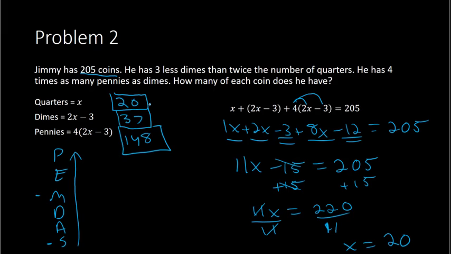So I have 20 quarters, 37 dimes, and then 148 pennies. And that should work out, or if I add those together, I should get 205 coins total. And if I add those, I get 15, carry the 1, 3, 6, 10, carry the 1. That gives me 205, which confirms that my answer is correct.